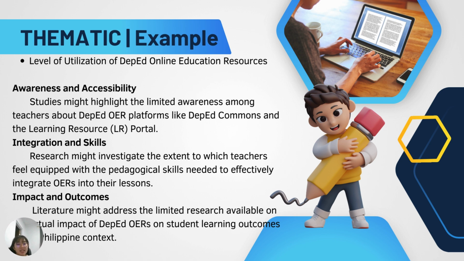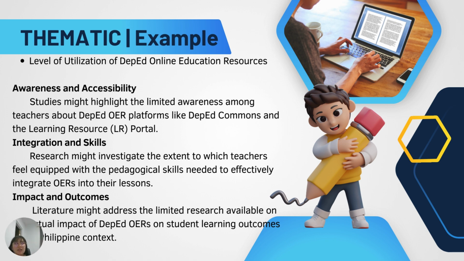We have here an example. For example, we have the title Level of Utilization of TEPID Online Educational Resources. So you can have your themes here: awareness and accessibility, since it's about utilization, integration and skills, impact and outcomes. So you can have that, or you can also have your moderating variables as your themes. Okay, so that's it for the thematic organizing principle.